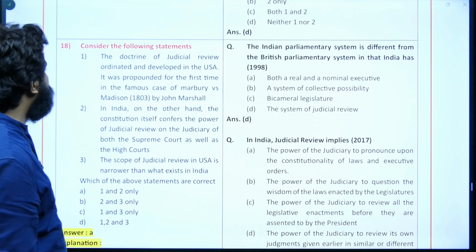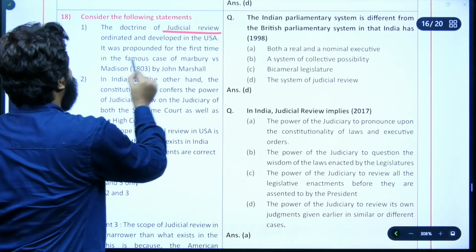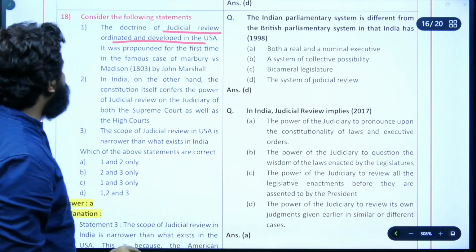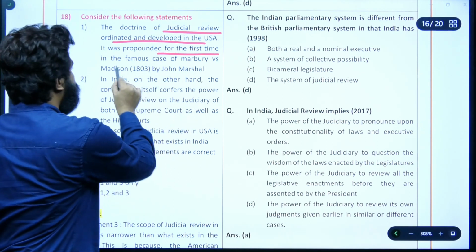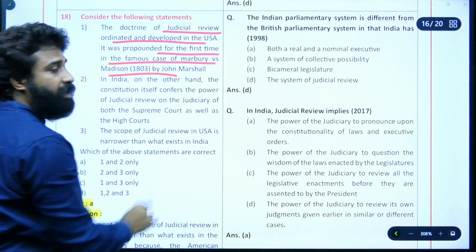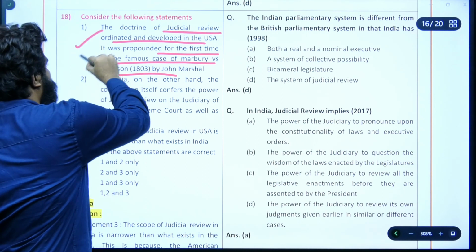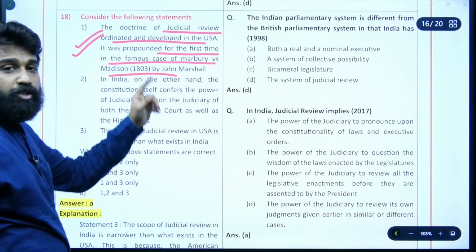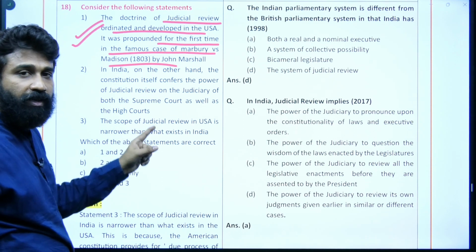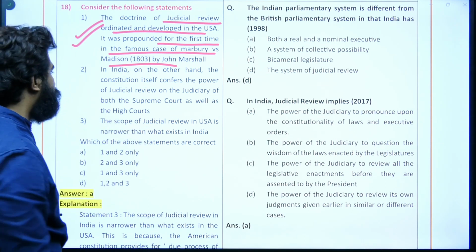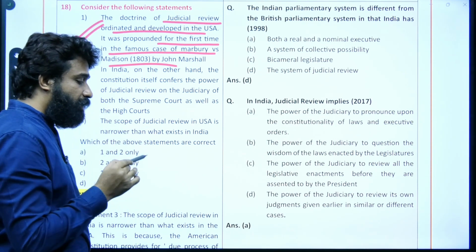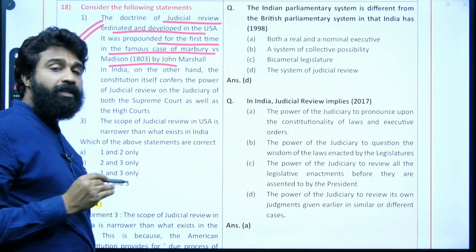Next, consider the following statements. The doctrine of judicial review originated and developed in the USA. It was propounded for the first time in the famous case of Marbury versus Madison by John Marshall. This is a right statement. But is the judicial review broader than that of India? The scope of judicial review in the USA is not narrower.